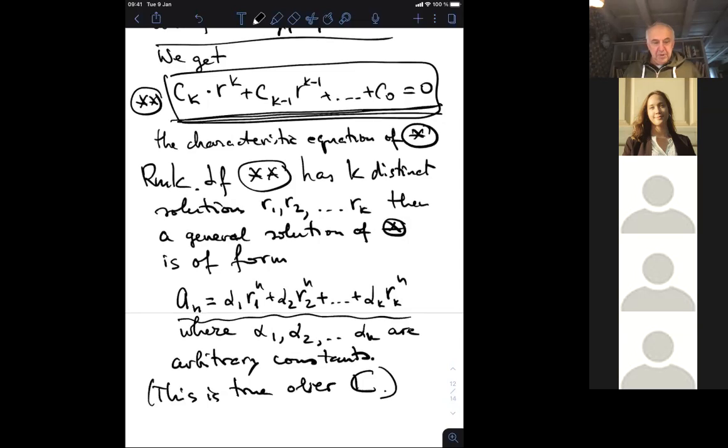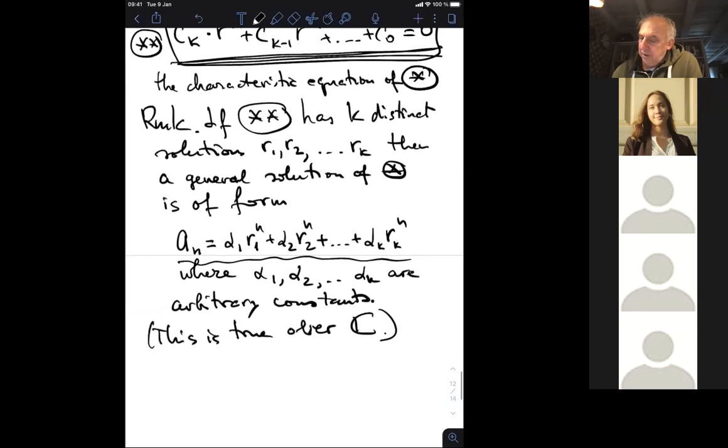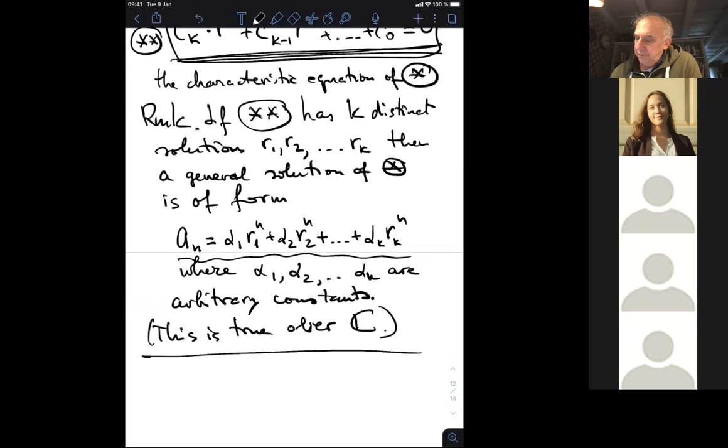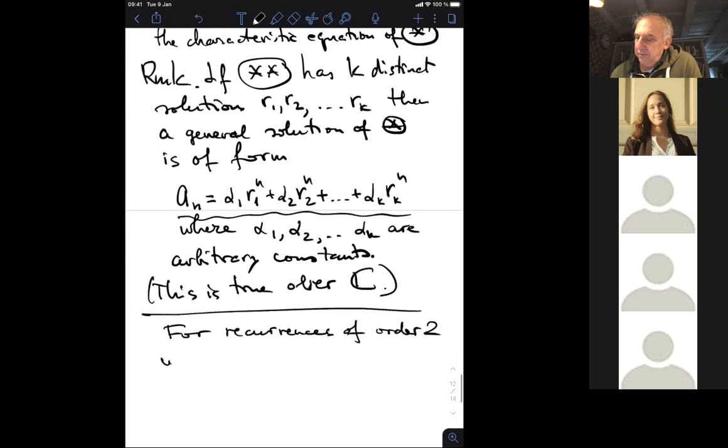Okay, so let me first describe and maybe make some examples, find some examples of the cases. We'll be mainly working with recurrences of order 2. So for recurrences of order 2, we have quadratic characteristic equations.